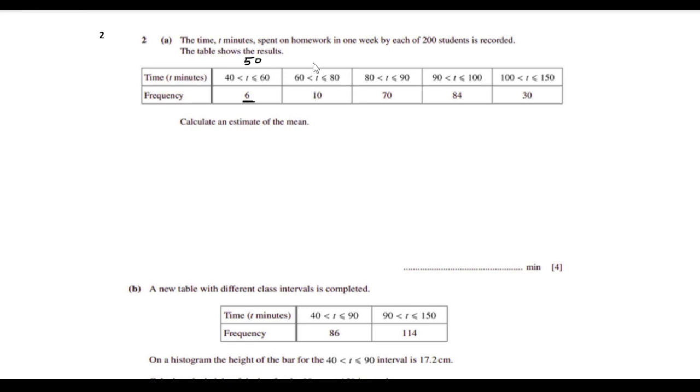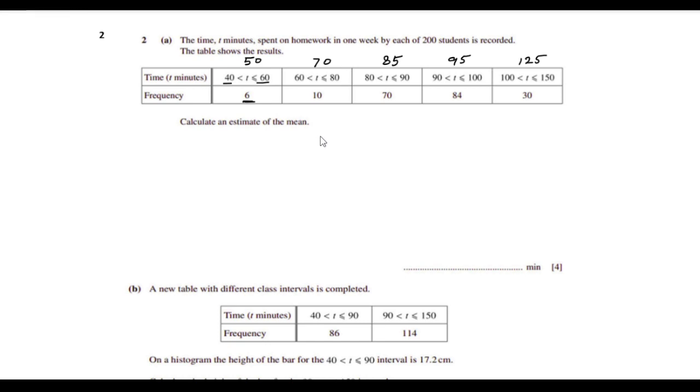Similarly, for 60 to 80, it is going to be 70. 80 to 90, it is going to be 85. 90 to 100, it is going to be 95. And 100 to 150, it is going to be 125. Now how do you get this average? It's simple. There are different ways. One way is that you add 40 and 60 and then divide that sum by 2. Okay, so you will get the average value.